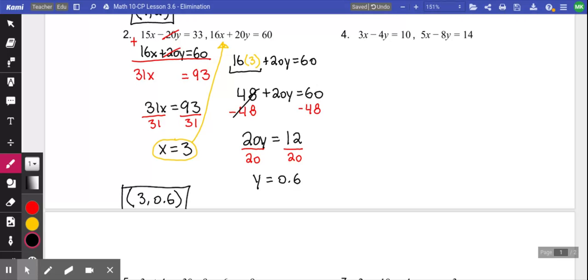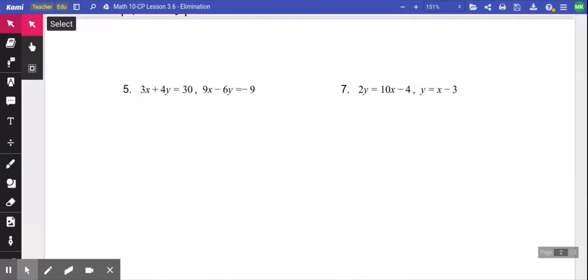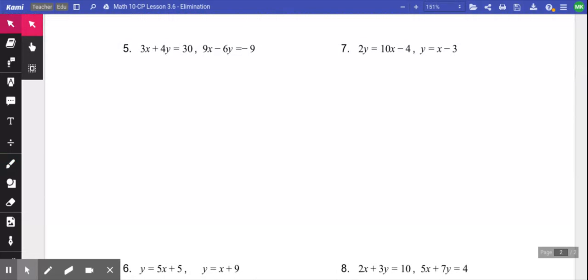All right, number 5. Number 5 is a little harder because it's not set up properly. So we need to move it or change it somehow to set it up properly. The setup is the same order: x, y equals constant. These are in the same order.